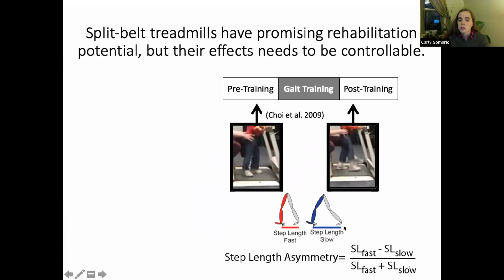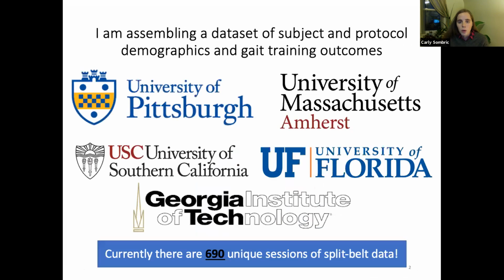So there's this huge clinical potential for this sort of protocol, but there's also a lot of just basic research interest in terms of how locomotion is adapted. So that was the motivation behind this study. And so what I've been working on is I've been trying to collect as many split belt testing sessions as I can. So far, 5 institutions have contributed just over 690 samples. And so these are being put into a database that will be released.